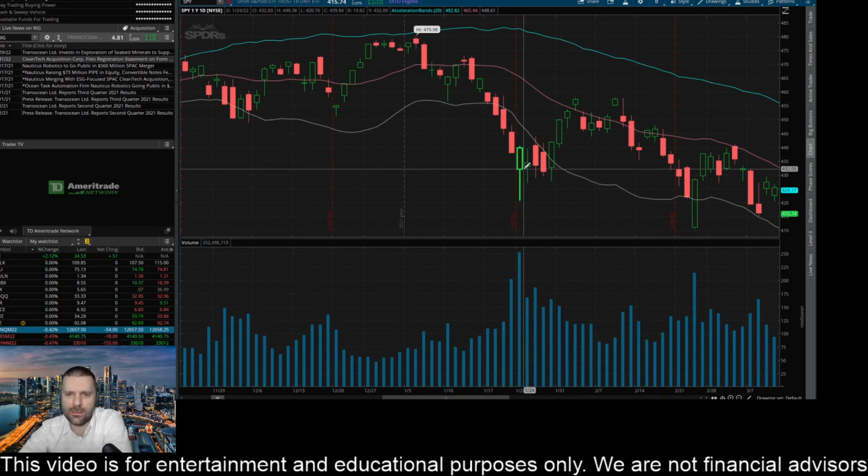Here you can see buyers setting up shop around $431, really rejecting that level like crazy. This candle right here would have been a great long entry for a short swing trade, because you have this thing trading well below this bottom line of the acceleration bands, and then you see the buyers really stepping in and rejecting this 431 level really hard.